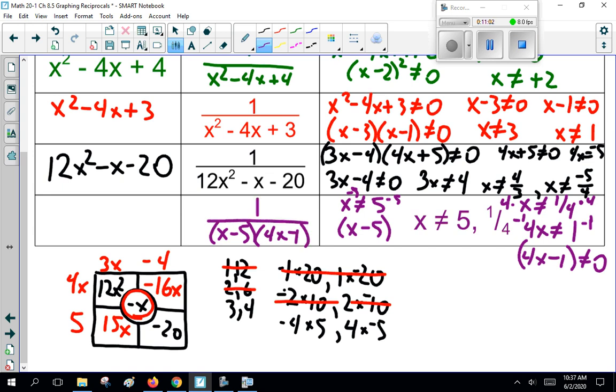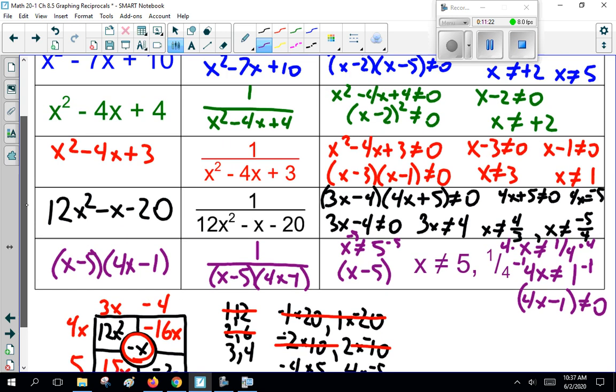Do I have to multiply it out? No. Can I? Yeah. Do I want to? No, I'm lazy. So I'm perfectly happy to leave this as x minus 5 times 4x minus 1. Now, if you want to multiply it out, go for it. I have no problems with that. I'm just economical with my energy. Okay?